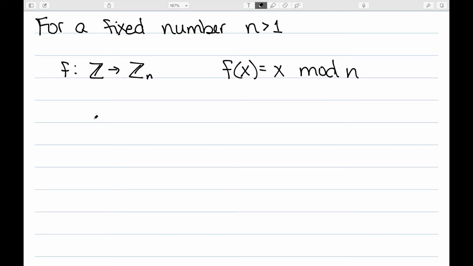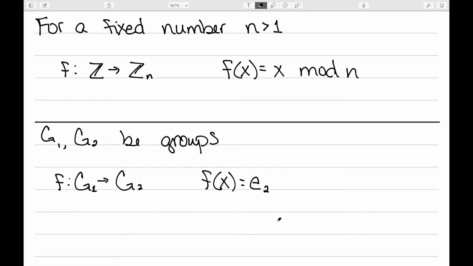For a fixed number n greater than 1, we can define a function f going from Z to Zn, defined by f(x) equal to x mod n. This would be an example of a homomorphism. Not only that, it is also surjective. So Zn is a homomorphic image of the integers.